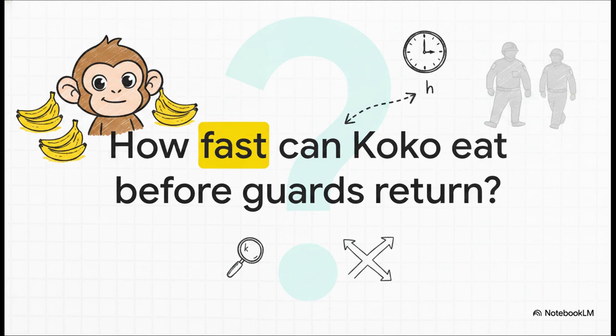So Koko loves bananas. There are piles of them everywhere, but the guards are going to return in H hours. Koko gets to choose her eating speed. Let's call it K bananas per hour. Now, she wants to eat as leisurely as possible, but she still needs to finish all the piles before the guards get back. So what's the absolute minimum speed K she needs?